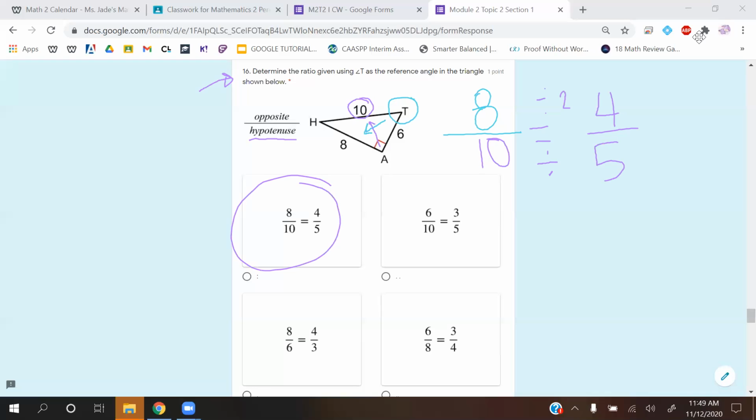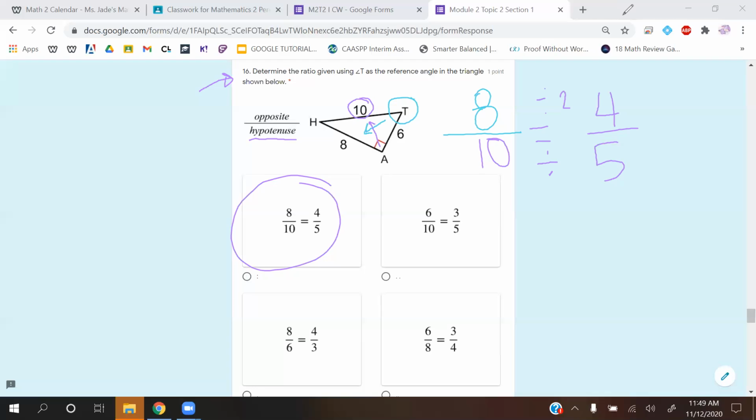So for number 16, we did the opposite over hypotenuse using T as the reference angle. So we got 8 over 10, and we simplified that to 4 over 5. So that answer, 8 over 10 is 4 over 5. Okay, I'm going to clear all drawings soon.